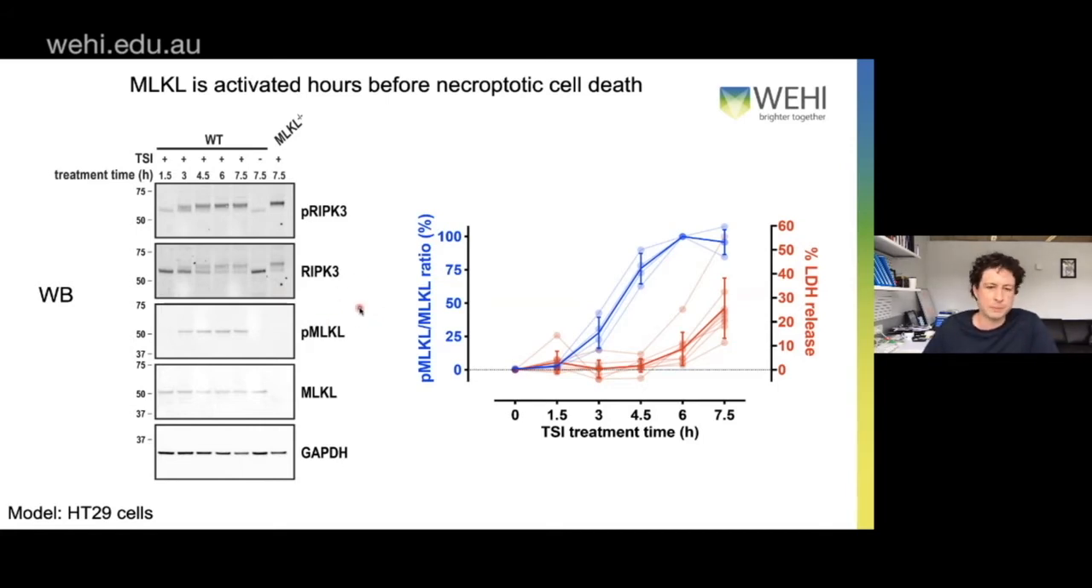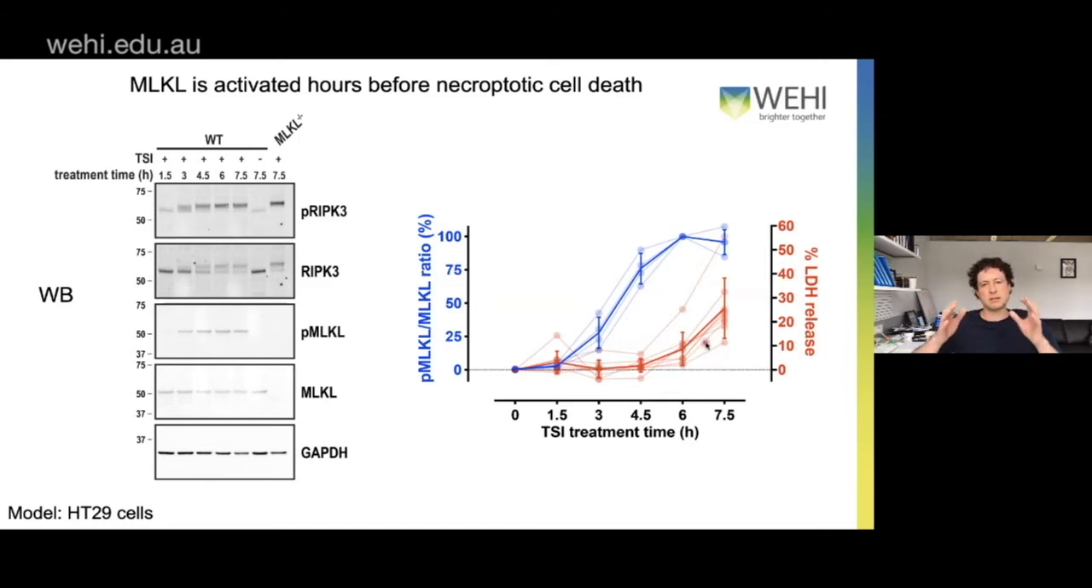So this is a simple experiment using our workhorse cell line, HT29 cells, that are widely used by us and the field in general. We expose them to a necroptotic stimulus and do a Western blot for phospho-RIP3 and phospho-MLKL, looking at pathway activation. You can see MLKL gets robustly activated very early on, 4.5 hours after exposure to the stimulus, and this is quantified here in blue. But cells do not begin to die for many hours.